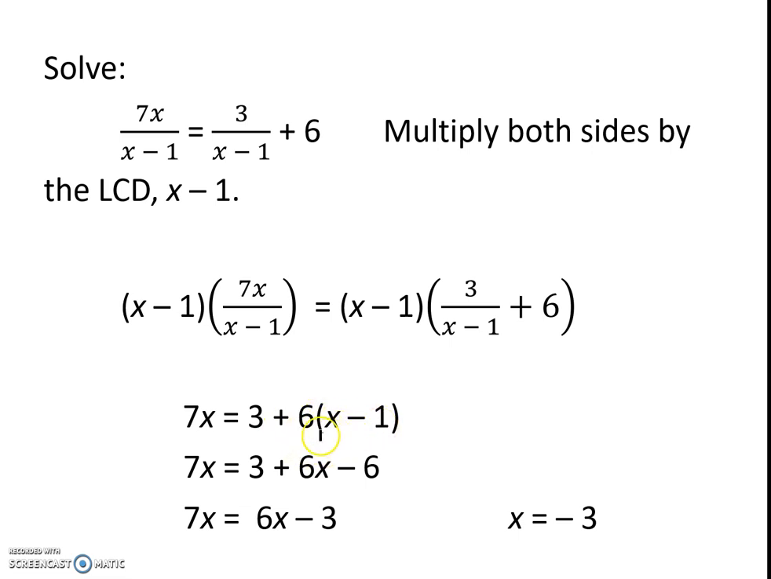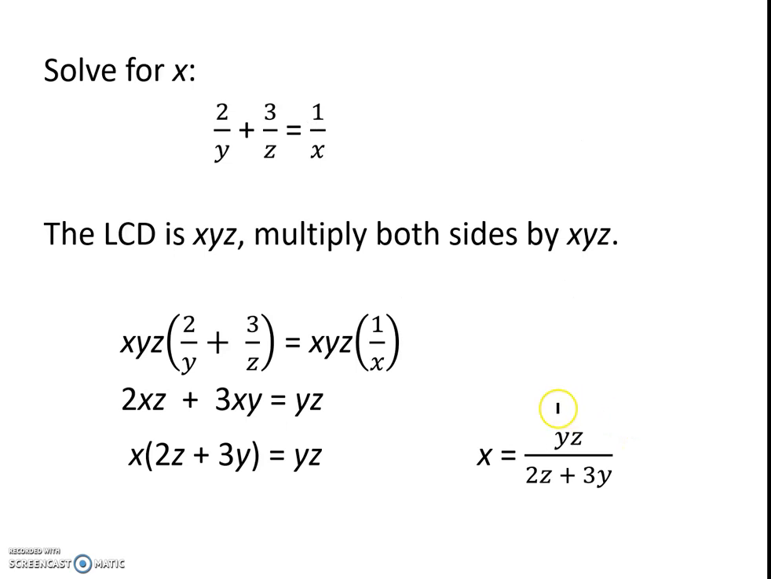Distributing that 6 to each thing inside, we get 6x minus 6. And combining like terms, 3 minus 6 is negative 3. Subtracting 6x from both sides, we're left with simply x being negative 3.